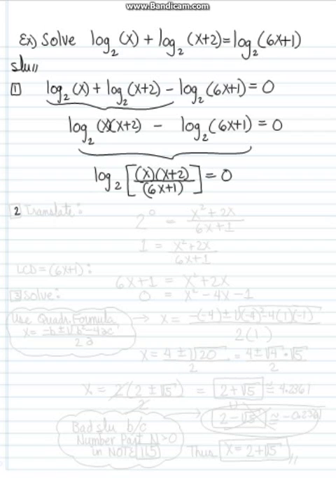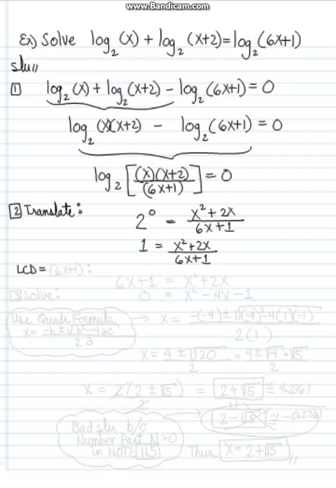Okay? Now we're ready to translate because we have our single log. So we're going to go to exponential form with base 2 with the butterfly wing. Base 2 raised to the exponent 0 equals the number x squared plus 2x when I multiply across the top over 6x plus 1 on the bottom. Okay, 2 to the 0 is just 1. So 1 equals x squared plus 2x over 6x plus 1.